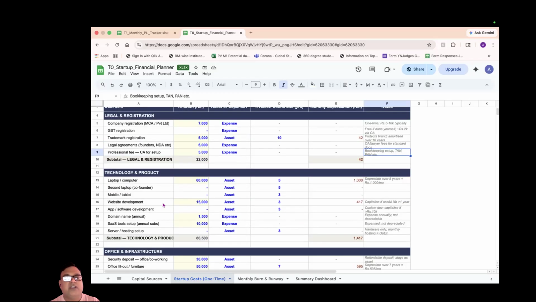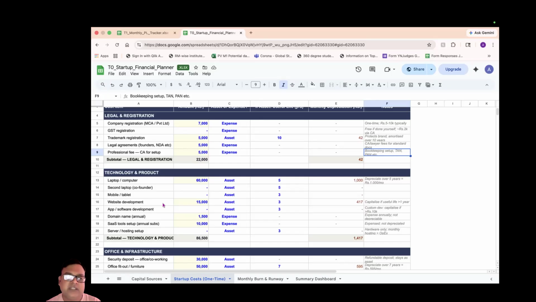Then comes the technology and product. Any startup is a startup probably because it requires innovation, innovation in the product, innovation in the process. Okay. And technology is that one tool with which you can actually do it. And for that, you require certain setup. You require a laptop, a computer, right? Anything. I mean, software, so many other things. Okay, machinery, right? And that's where the money will go.